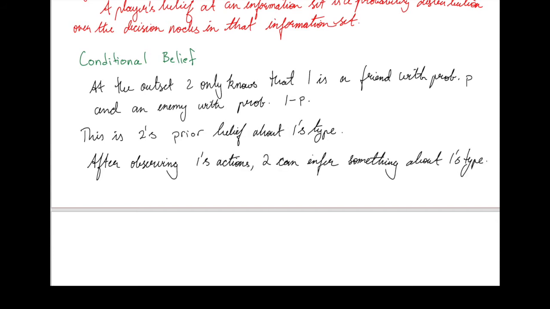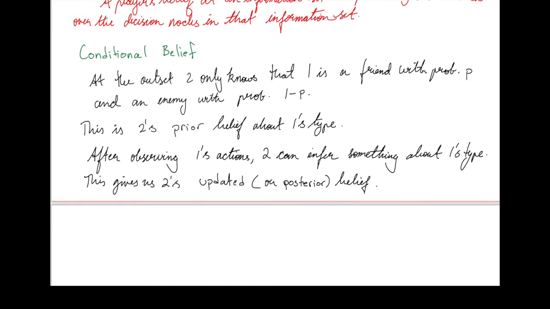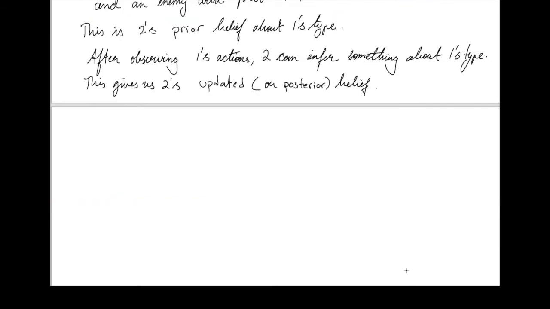Based on what player 2 observes, player 2 can update their belief. We call this an updated belief, or often we call it a posterior belief. I'll try to stick to the term updated, but in the literature we usually use the word posterior. So how would 2 update her beliefs about 1's type? Well, it depends on what 1's strategy is. So how 2 updates her beliefs depends on 1's strategy.